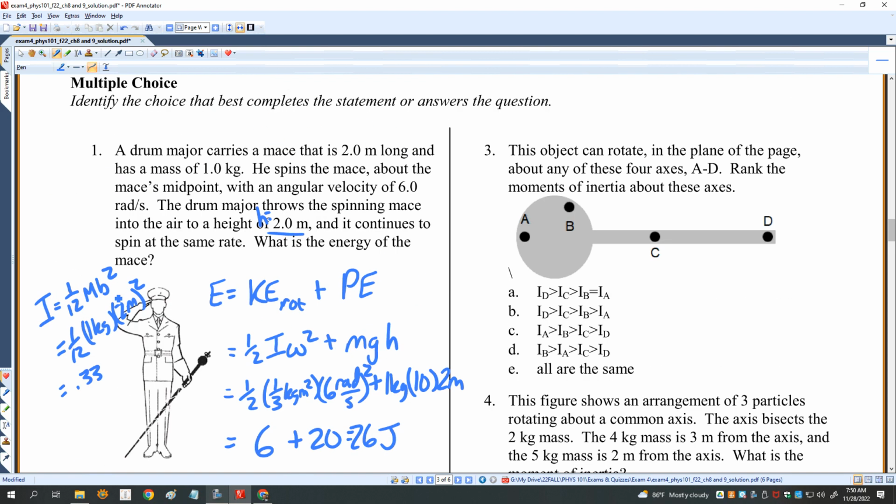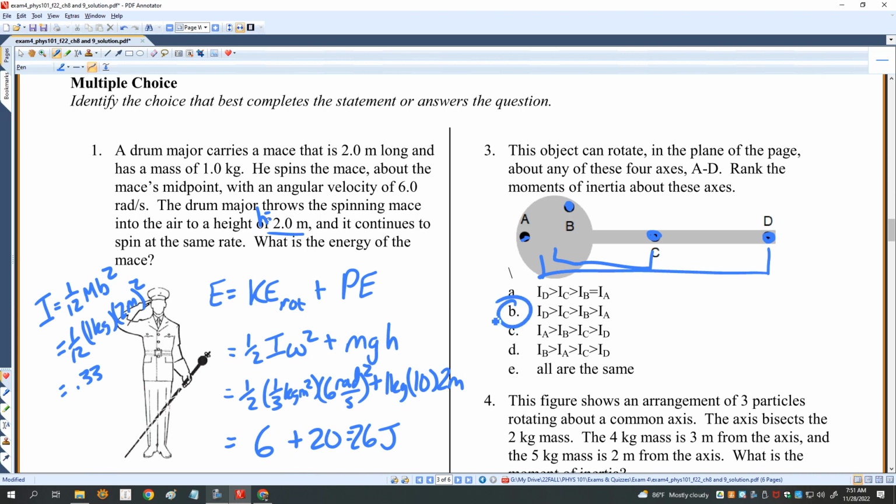All right, rank the moments of inertia. This was relatively easy because the one that has the most mass at the biggest radii is point D. And then the second most mass at the biggest radii is C, and then B, and then A. So D is the biggest. Okay, there we go. B is the right answer for number 3.